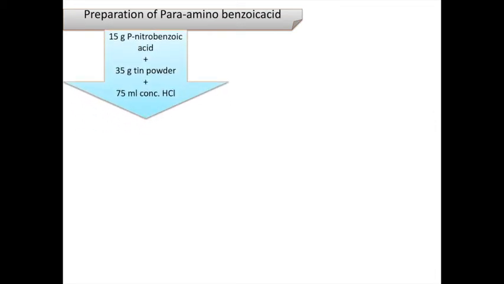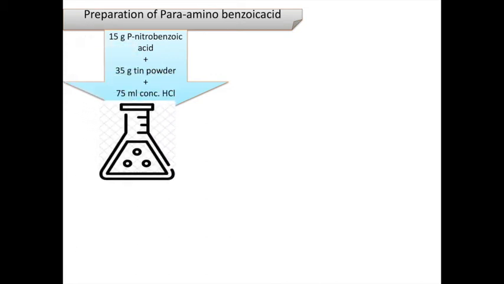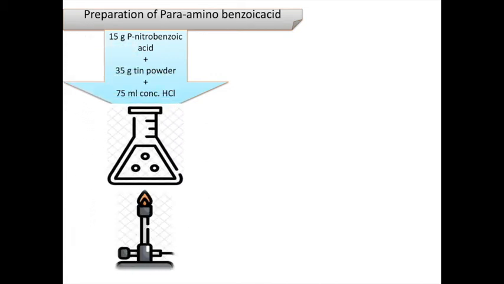Step number 1 of preparation, that is the preparation of para-aminobenzoic acid. In this, we have to place 15 gram of para-nitrobenzoic acid in one flask, add into it 35 gram of powdered tin, and we have to add 75 ml of concentrated hydrochloric acid. Then heat the mixture gently until the reaction is commenced, and shake the flask frequently, taking care that the insoluble solids adhering to the sides of the flask are transferred into the reaction mixture.